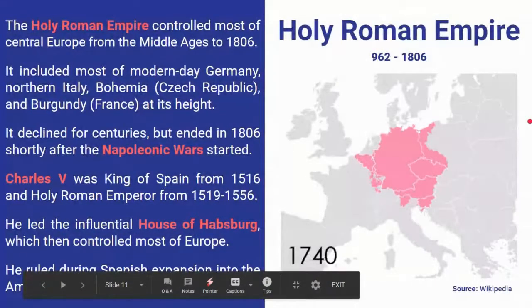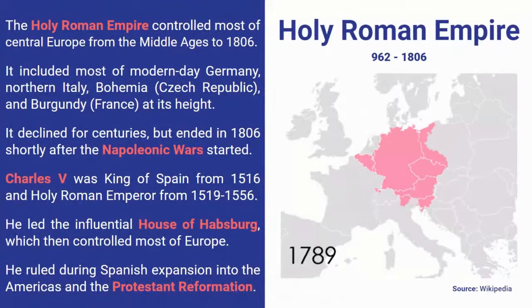The Holy Roman Empire, this is one you should remember. We talked about this back in Unit 3. They controlled most of Central Europe from the Middle Ages to 1806, as you see there. That map shows you how the empire grew and then shrunk. It declined really after the Napoleonic Wars started. It declined well before that, so it had been in decline for centuries. But the Napoleonic War started in 1803.